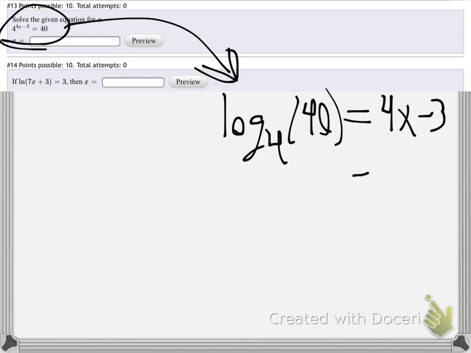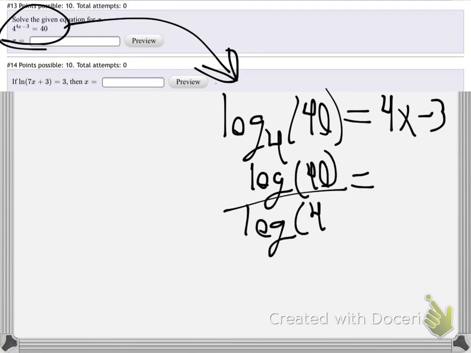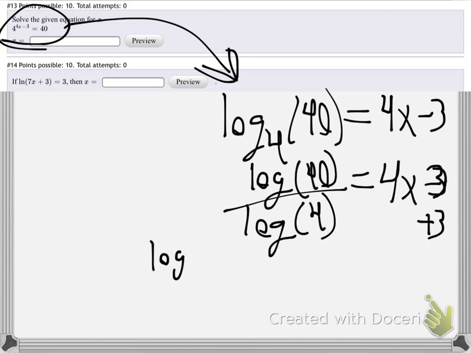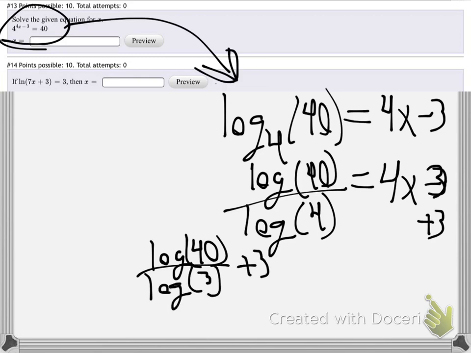And then this is the thing where you probably shove it into a calculator, either like it is, or you could do it as log 40 over a common log of 4, and that's fine as well. And then we've got to get this x by itself. And so let's see here. To get rid of that minus 3, we'll add the 3. Then we have all that log expression plus 3. So we have log 40 over log 4, and then we'll add 3 at the end of it. That equals 4x.